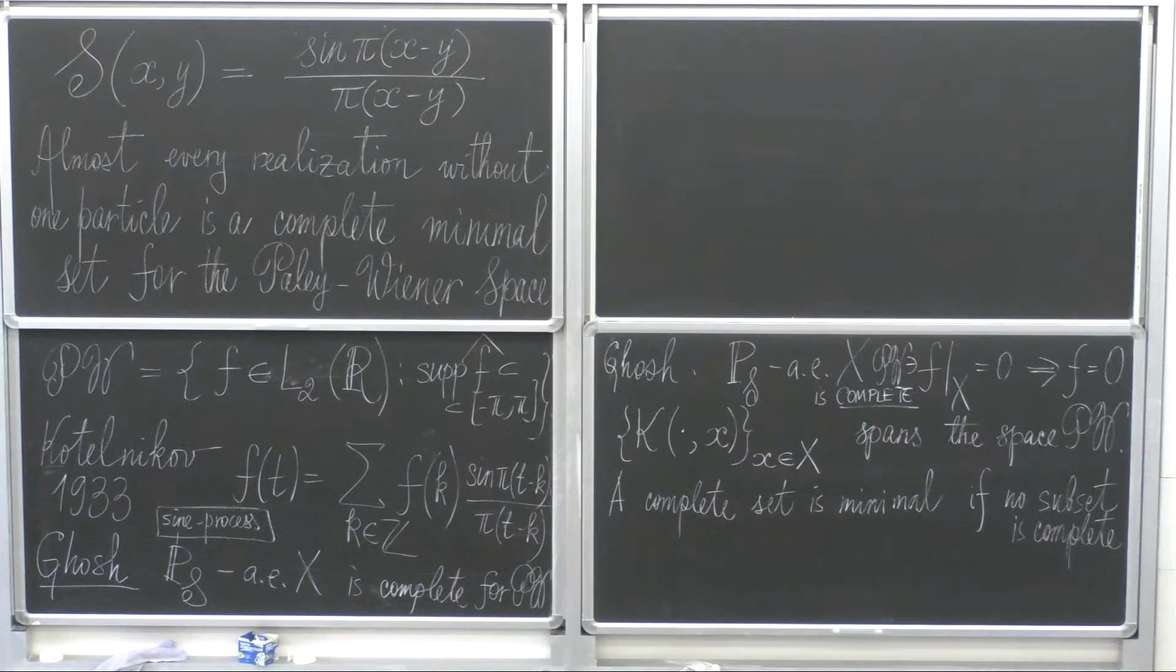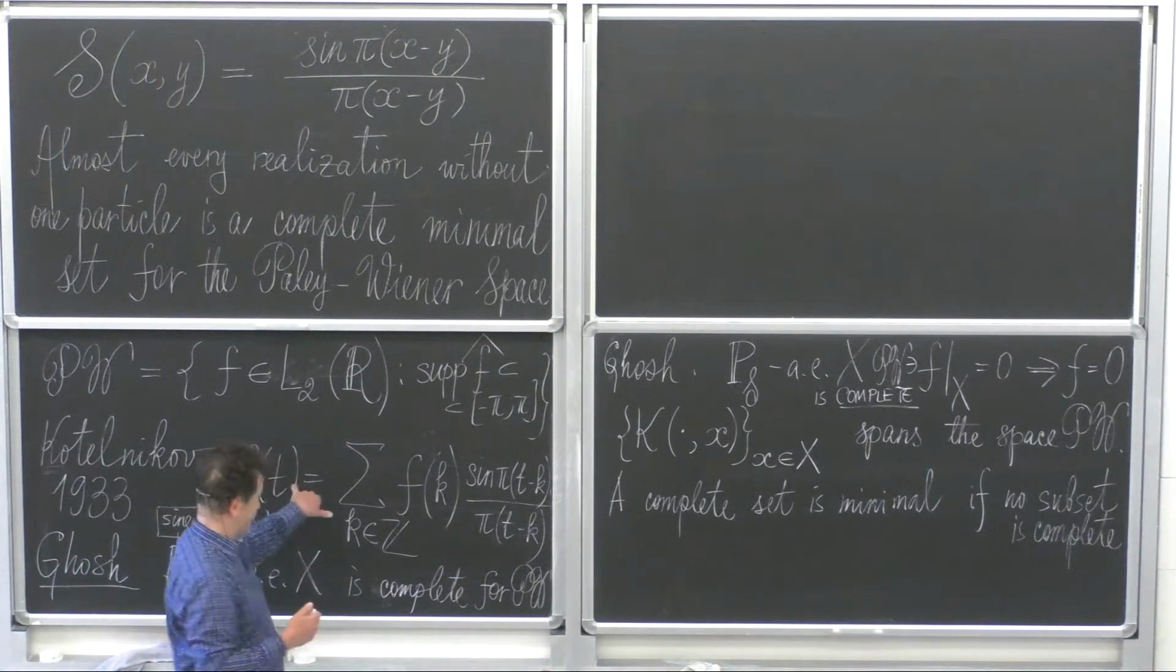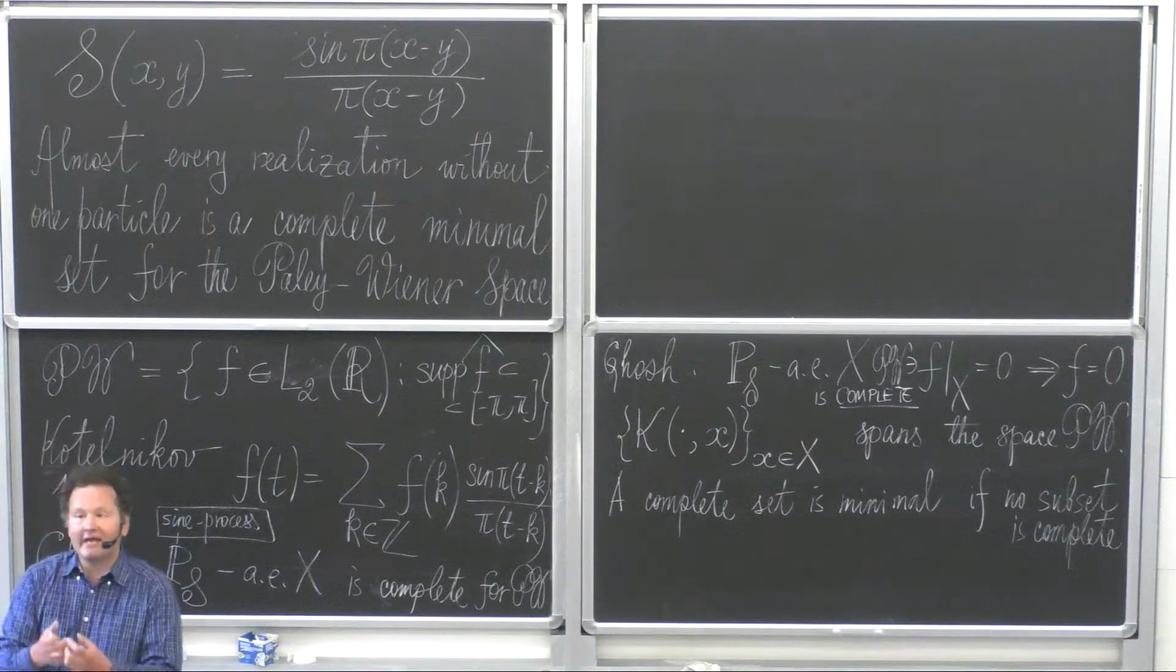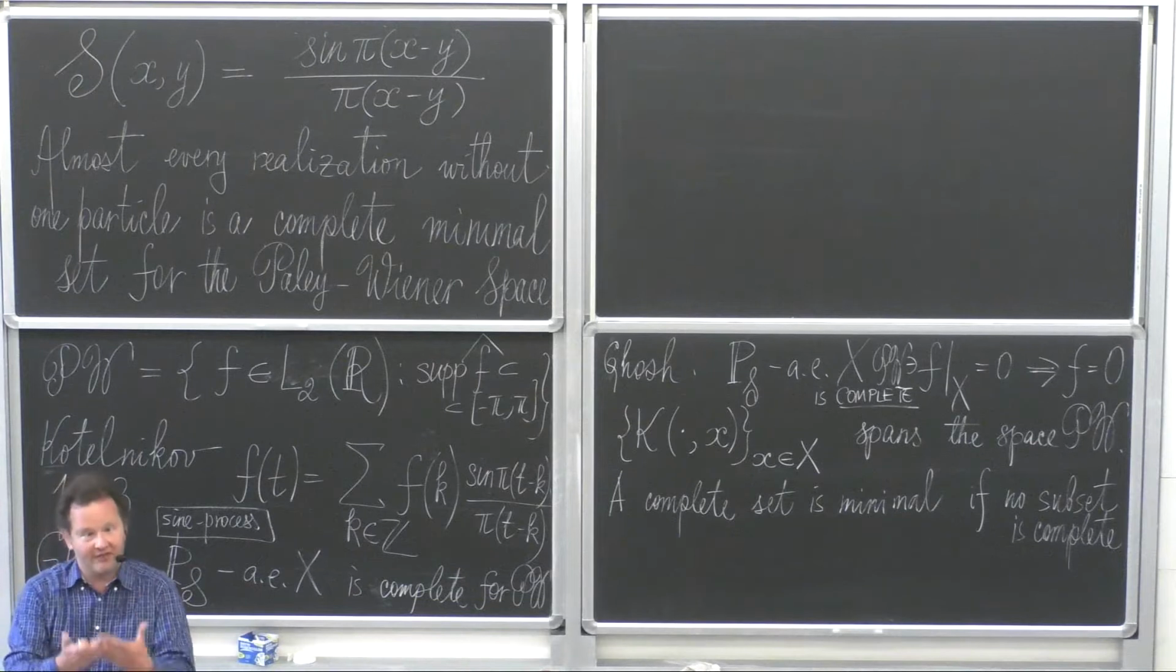Let me also say that one way in which a set can be complete, as for example in the Kotelnikov theorem, is when the restriction of the function onto the set.